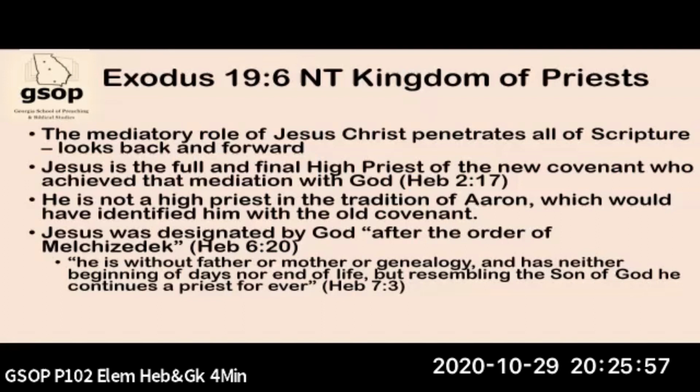He is not a high priest in the tradition of Aaron, which would have identified him with the old covenant. And that's significant, right? He's not a high priest in the lineage of Aaron, because that would identify him with the priesthood of the old covenant. But instead, he's designated by God after the order of Melchizedek in Hebrews 6, verse 20. So he is without a father or mother or genealogy, and is neither beginning of days nor end of life, but resembling the Son of God, he continues as a priest forever.